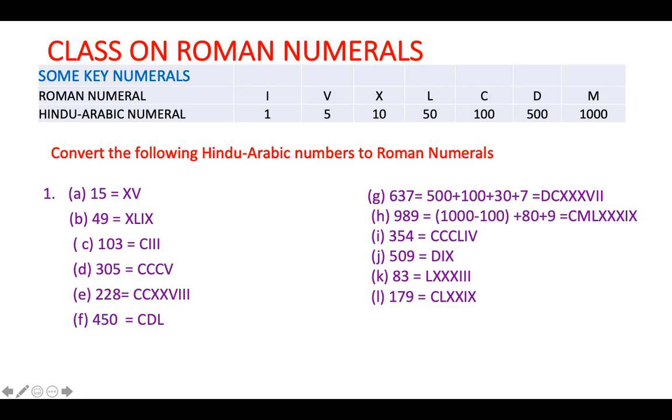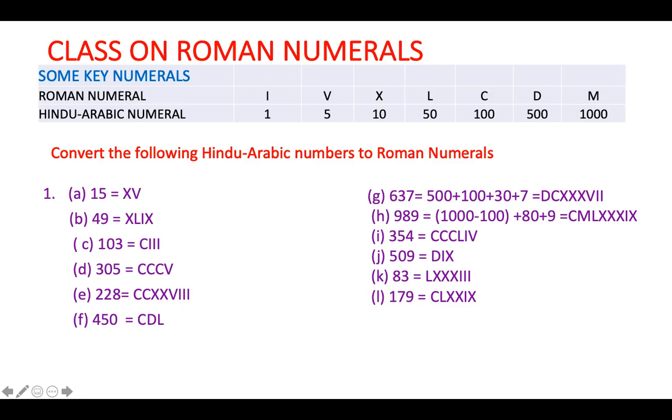Here we know how to write 1000. M stands for 1000. So if I subtract 100 from 1000, then obviously I will get 900. So here I will write 1000 minus 100 plus 80 plus 9. So 1000 minus 100, that means CM. You see, M stands for 1000 and C stands for 100. So I put C at the left-hand side of M, that means 1000 minus 100, that is 900.